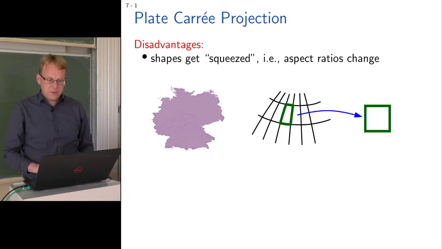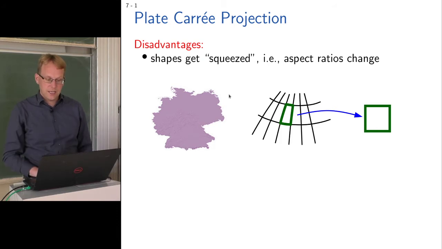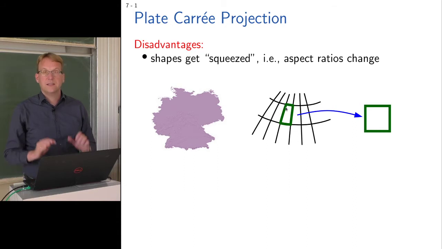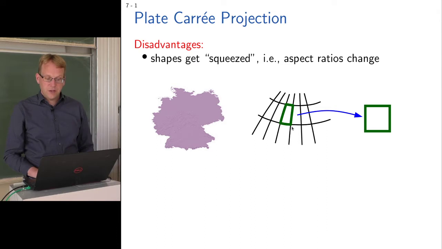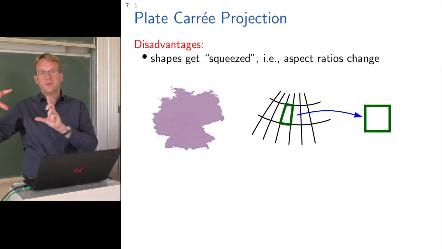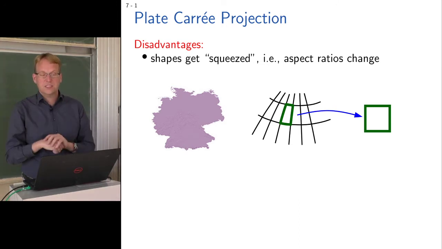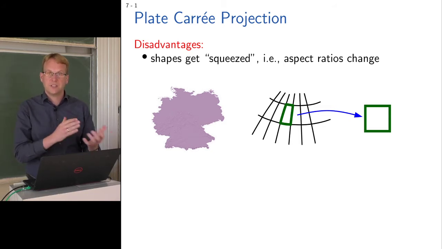How does that happen? Well, Germany is quite far up north, and there we already have these lines of equal longitude, the meridians, rather close to each other. So if we take this surface element and project it into this square, then we have a rather skinny vertical rectangle transformed into a square, and that causes this change of the aspect ratio, which we also see in these geographical shapes like the shape of Germany.